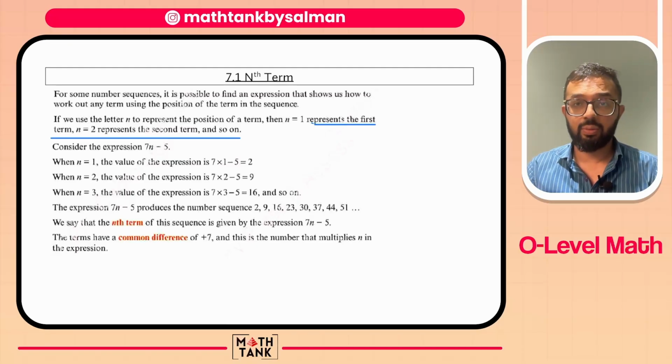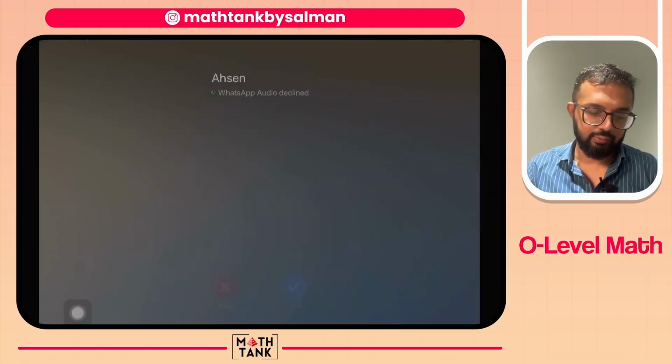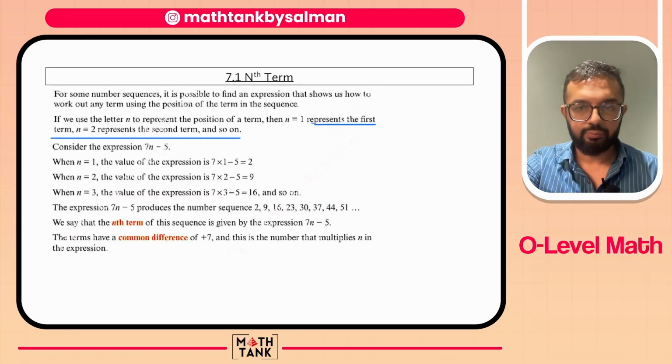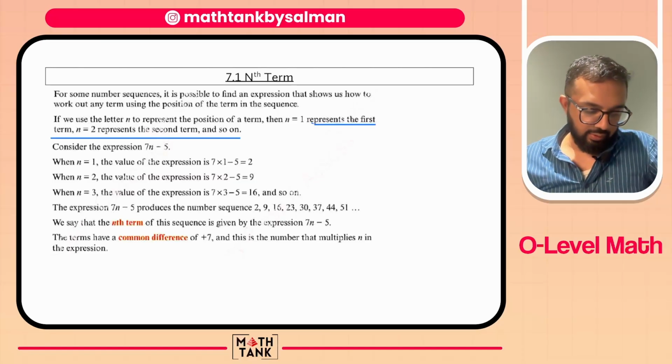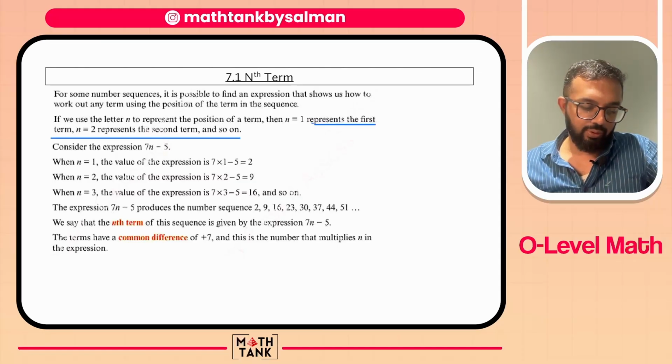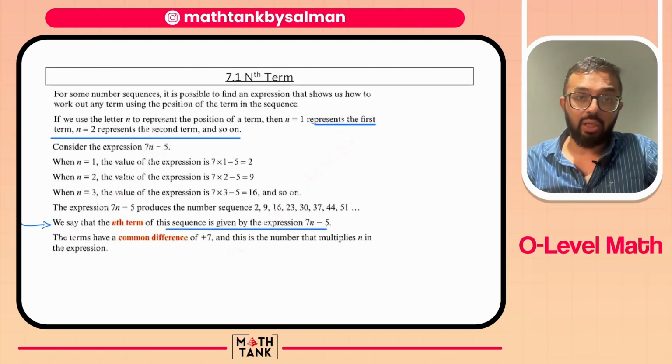So what is the first term going to be? I plug in 1 into this expression. 7 times 1 minus 5 will give me 2. 7 times 2 minus 5 will give me 9, and so on. Okay, so when n is 1, the term is 2, when n is 2, the term is 9, and so on. It says we say that the nth term of the sequence is given by the expression.